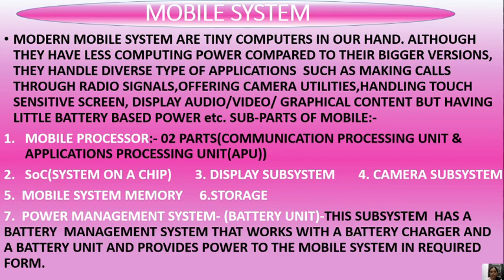And there are sub parts of mobile. First is mobile processor. Just like the CPU of a computer, there is a mobile processor. And here are two subparts, communication processing unit and application processing unit, APU. We will discuss this mobile processor in our next slide. Second part is SoC, system on a chip. Third is display subsystem. Fourth is camera subsystem. Fifth is mobile system memory. Sixth is storage, seventh is power management system.